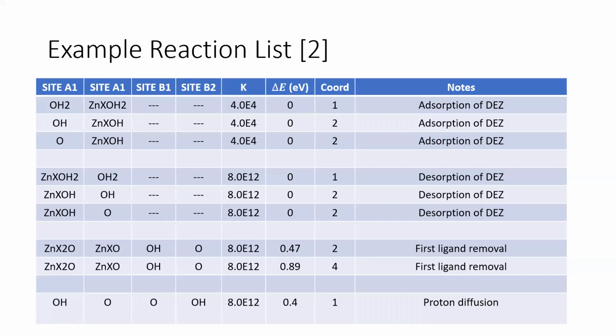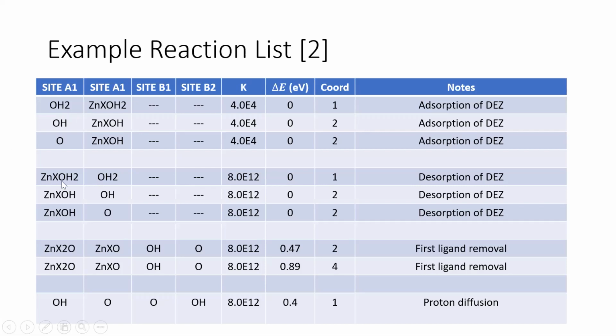Here's an example reaction list. It's just an excerpt from zinc oxide. The first three reactions here are the adsorption of DEZ. And you can see here we have site 1, if it's a water molecule. This should be a 2 here. DEZ and water is what it becomes. So you have a water molecule, and if the DEZ attaches to it, that site now becomes water with a DEZ on top of it.